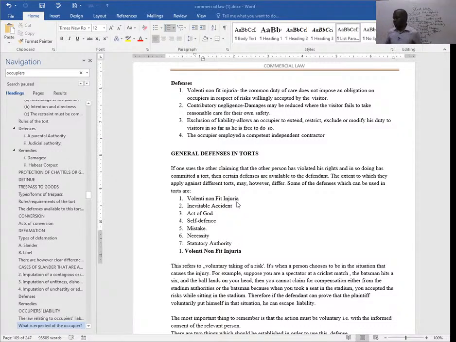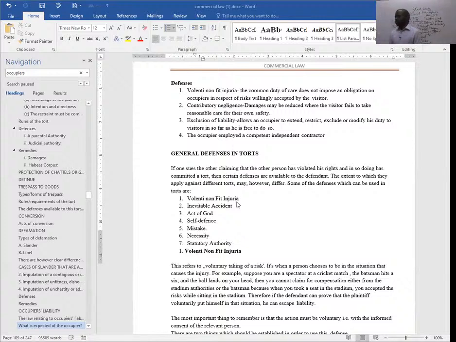Mistake. So a mistake can happen out of necessity. Out of necessity, someone can trespass on someone's land. So maybe there's a disaster or fire on the neighbor's property. So you can trespass and enter into the premises out of necessity to simply protect the house of the neighbor.